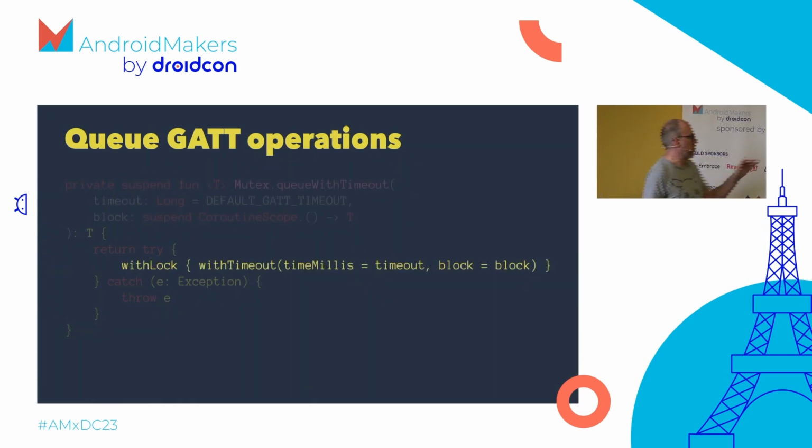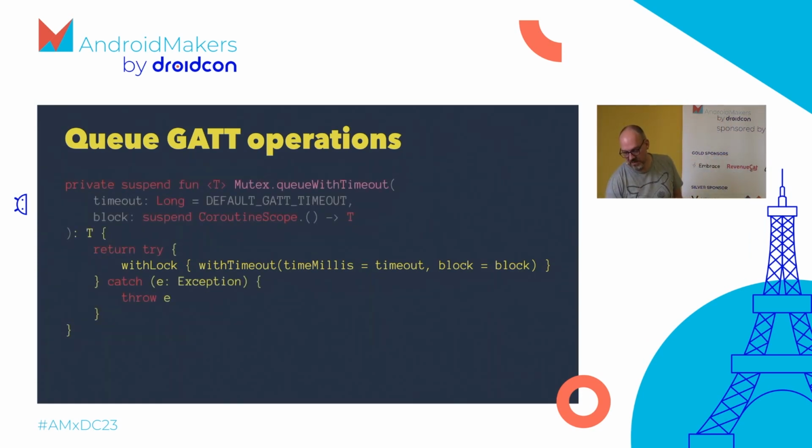And then we say with this mutex, with the lock, so it will basically lock this call here, so no other user of this queue with timeout will get past here. And then with timeout, you give it a timeout, and then you call the block. This is how we queue it up.